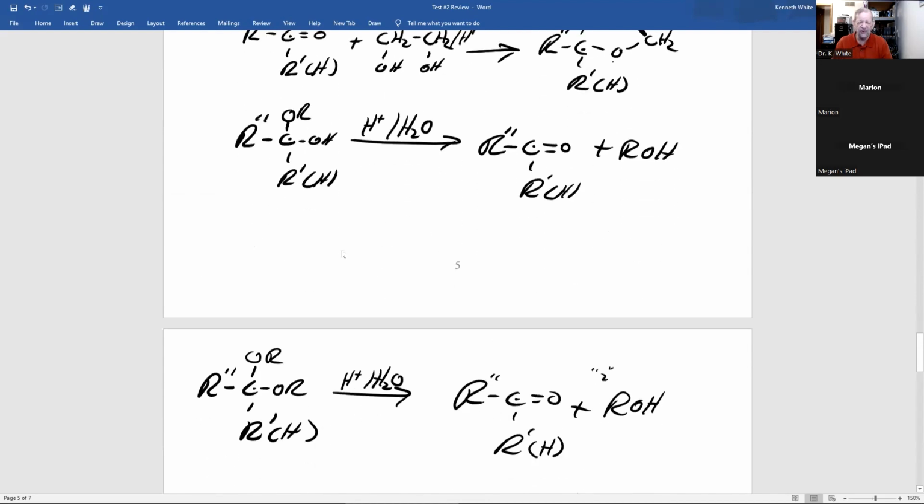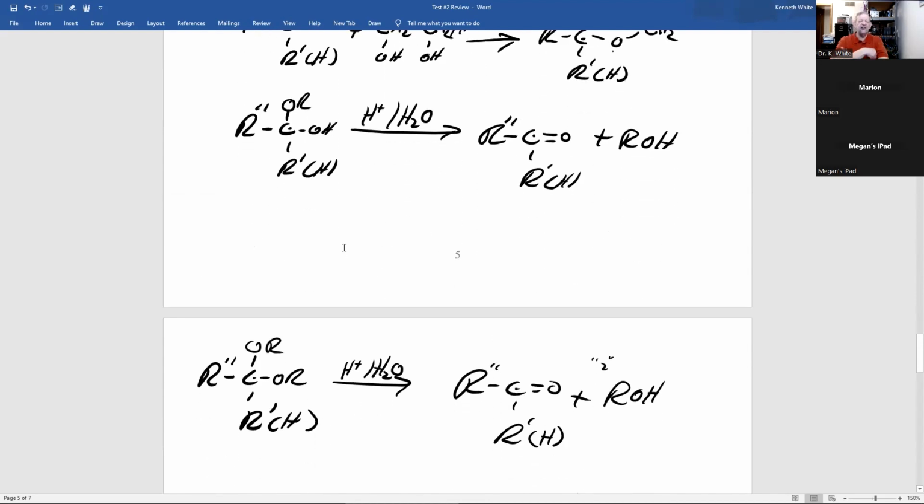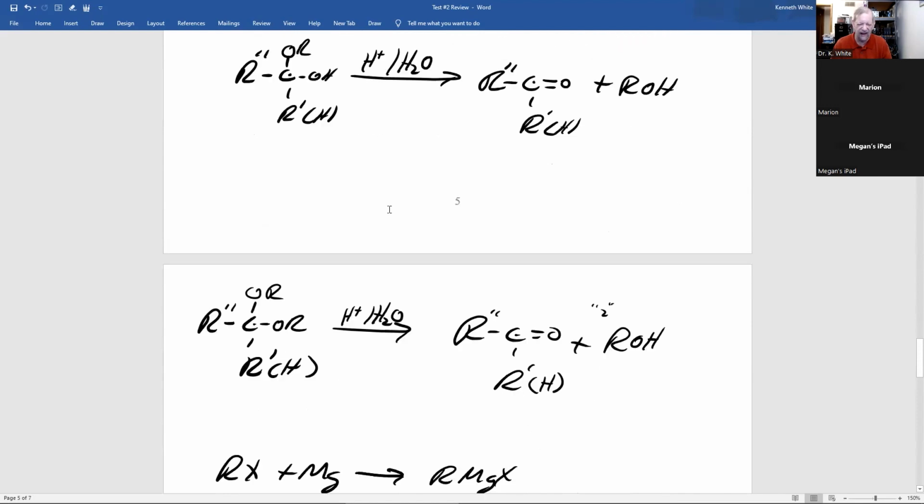Now, these two reactions, that's how your stomach breaks down carbohydrates. And I'll teach you that later on, because the H plus in your stomach is hydrochloric acid.